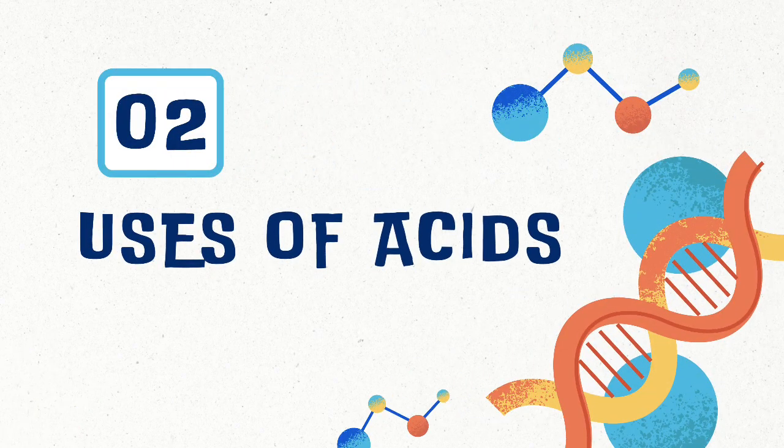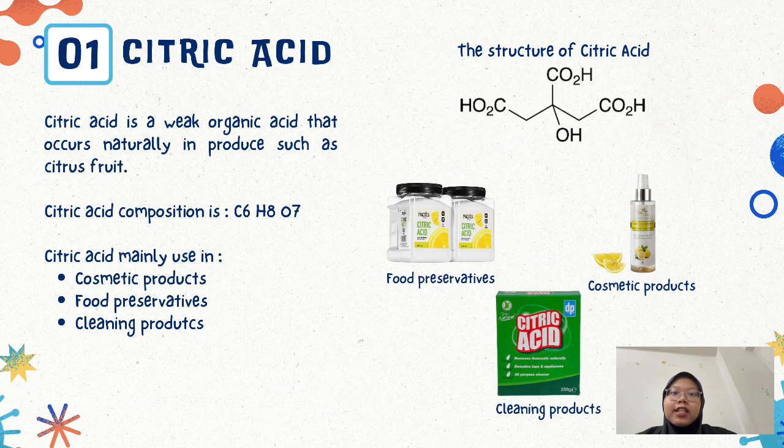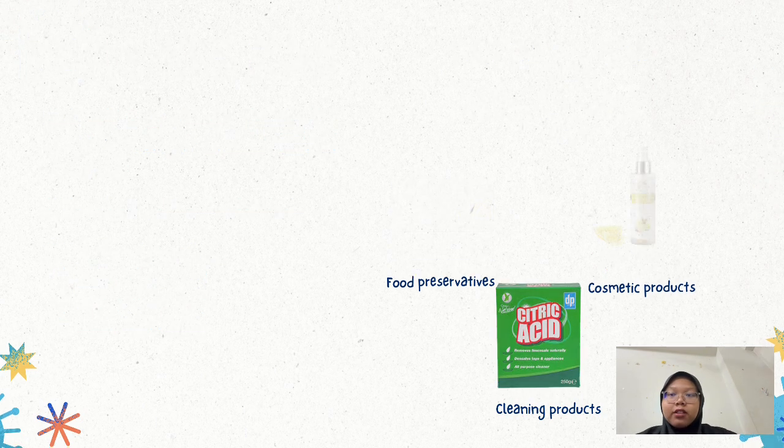Second, uses of acid. First is citric acid. Citric acid is a weak organic acid that occurs naturally in produce such as citrus fruit. Citric acid composition is C6H8O7. It's mainly used in cosmetic products, as food preservatives, and in cleaning products.